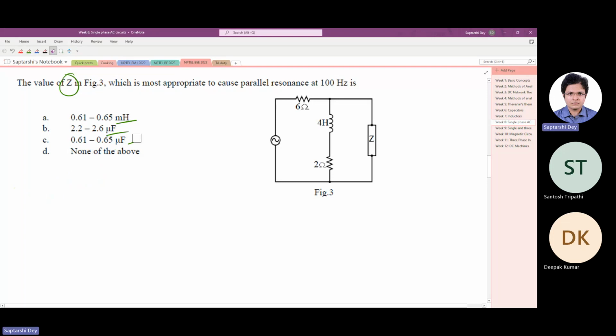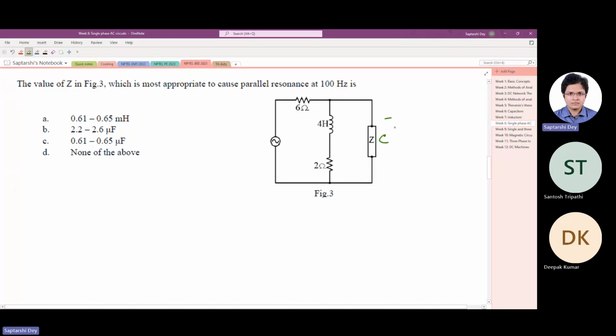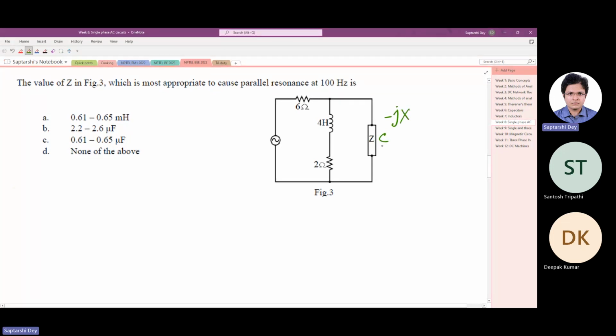Okay. Also, I think with the given data, we cannot have two equations using which we can solve for two unknowns, resistance and reactance. And one more thing is definitely that Z is going to be a capacitor, because all we have is an inductor here, and we have to create a resonance in the circuit. So there must be a capacitor here, which will create a negative jX, say, that will cause resonance.